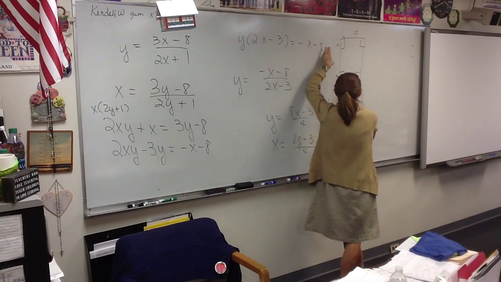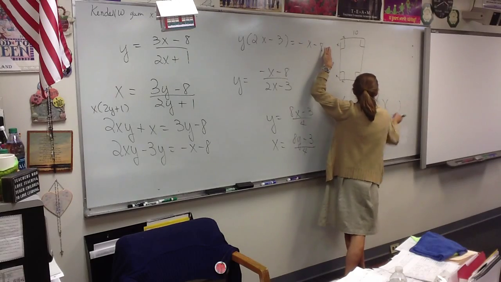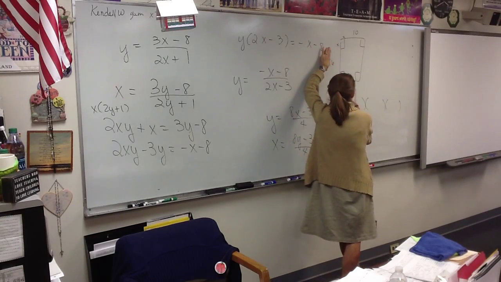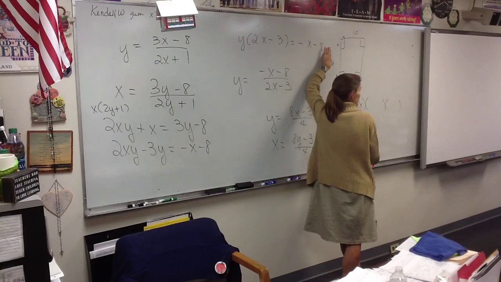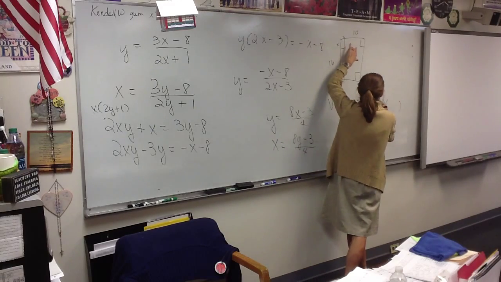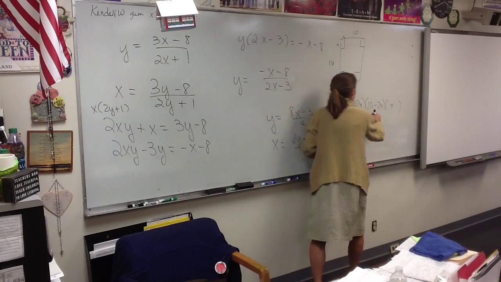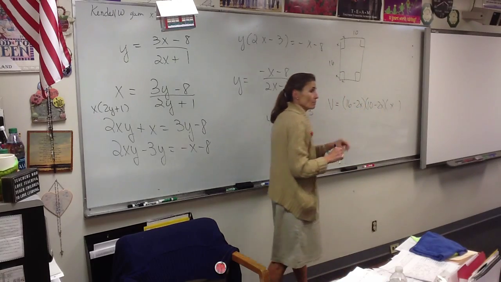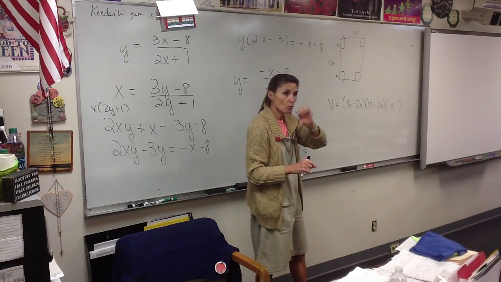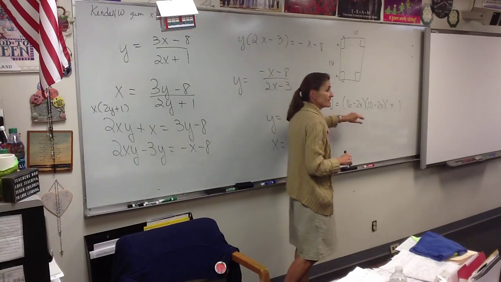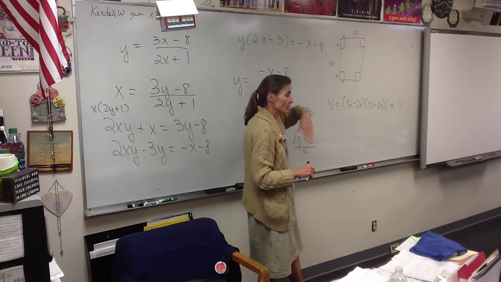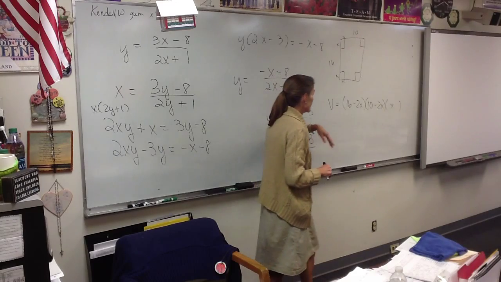Length times width times height, which is going to be what? 16 minus 2x, 10 minus 2x, and x. Length, width, height. I took an X off each corner. So you don't have 16 anymore, you have 16 minus the two X's that you cut off.